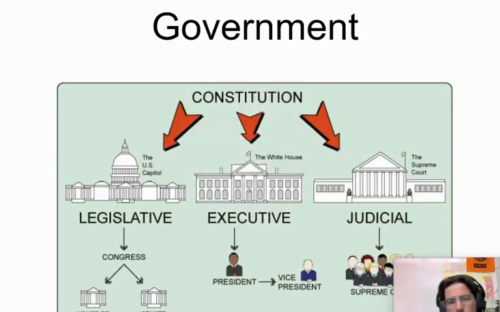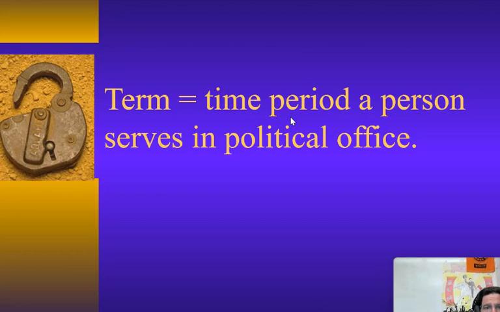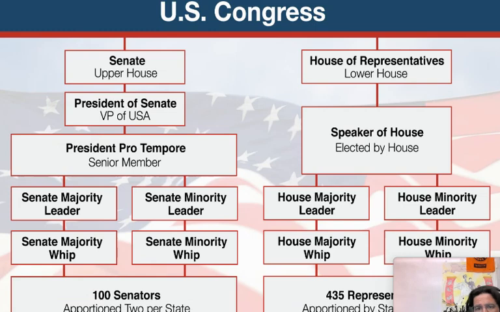Okay, ladies and gentlemen, let's talk about the structure of the United States government. Of course, we have the Constitution that basically spells out the layout of how the government is supposed to function institutionally. Okay, let's start with a little vocabulary word. A term. A term is a time period a person serves in political office. In the United States, we have multiple institutions with different types of terms.